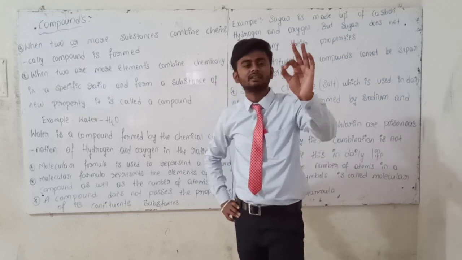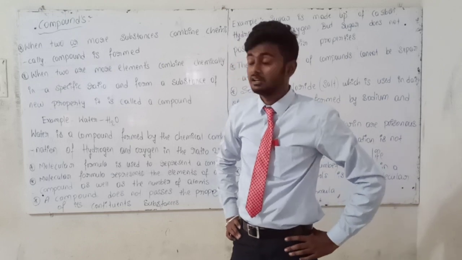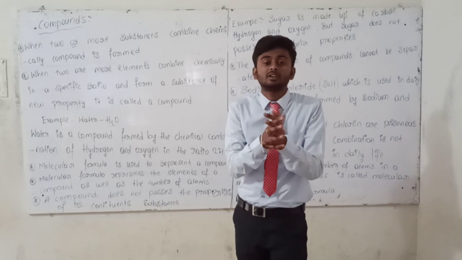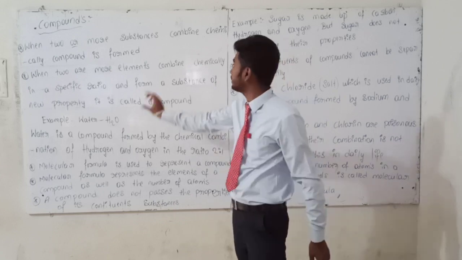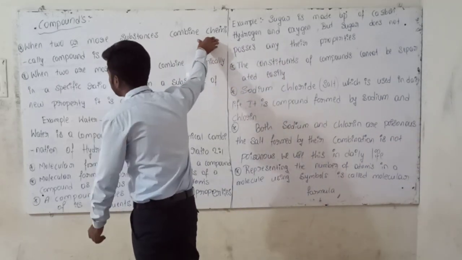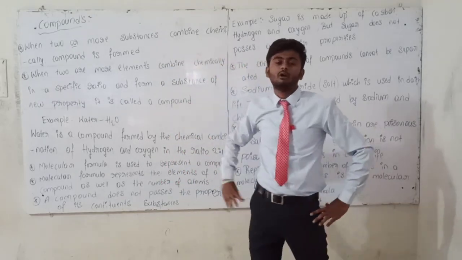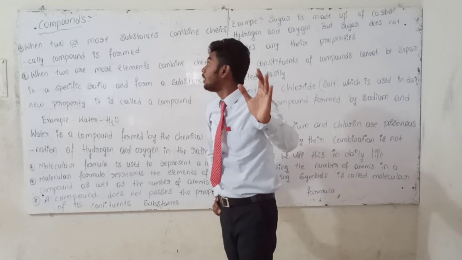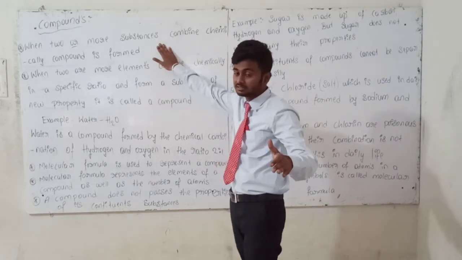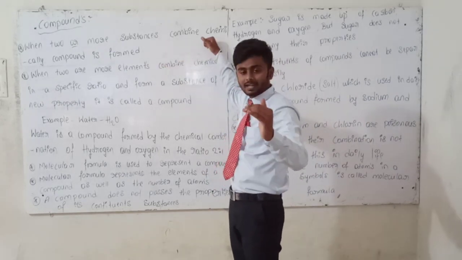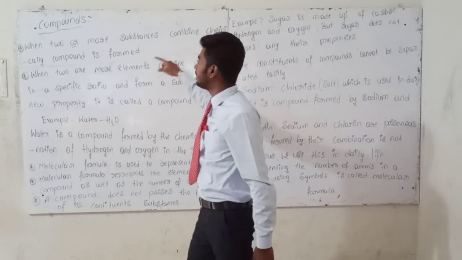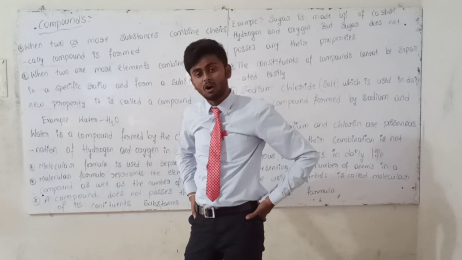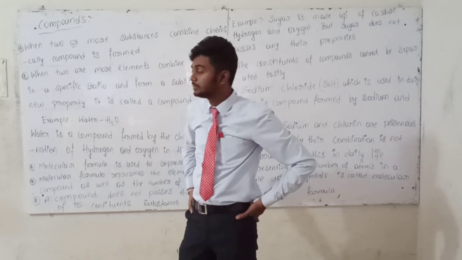You can see the different types of materials. Two or more substances are joined together chemically. I mention the word combined chemically. When two or more substances combine chemically, a compound is formed. Okay, see.